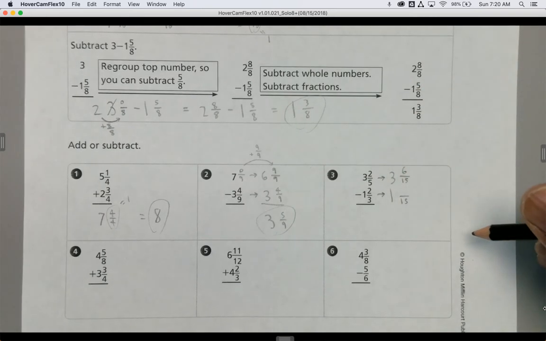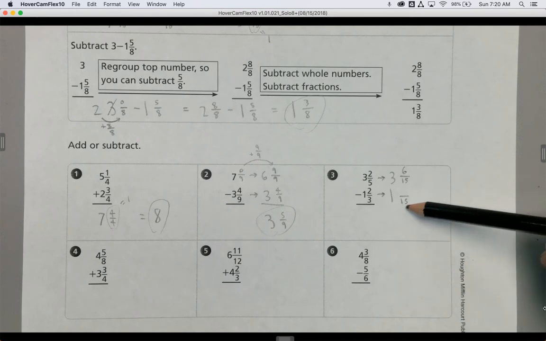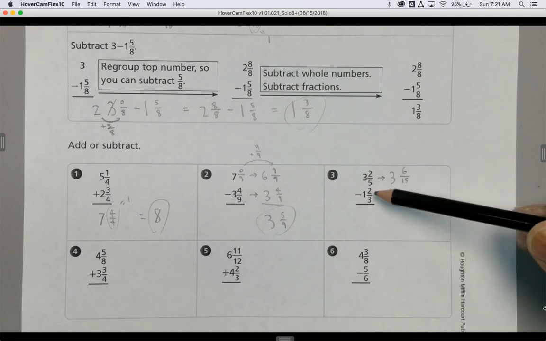In the case of 1 and 2/3, I'll take 3 and multiply by 5 to get 15. What we do to the bottom, we do to the top. 2 times 5 is 10.